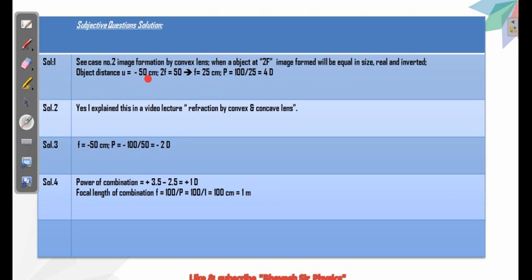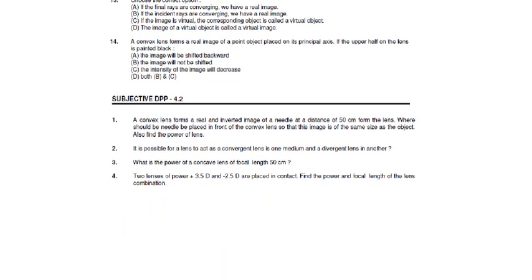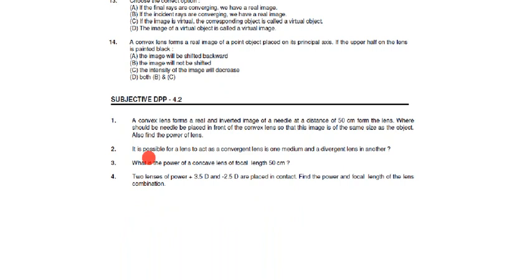Now let's see the second question, the second question of the subjective part. It asks why a convergent lens is one medium and a divergent lens is another. I discussed this in detail in one of my lectures, on refraction through a convex lens and a concave lens. So please see that lecture, and if you are still not able to find out why it happens, you can ask me again.